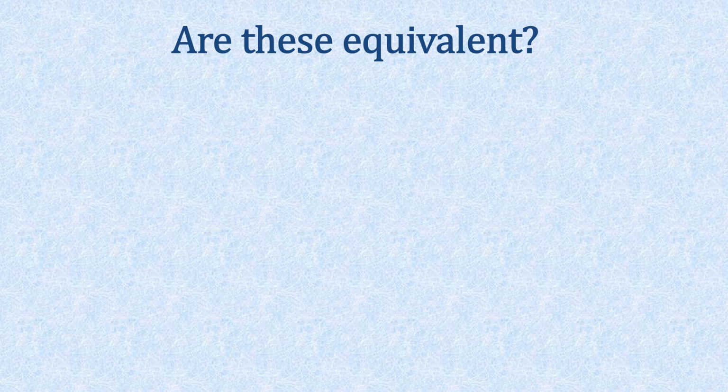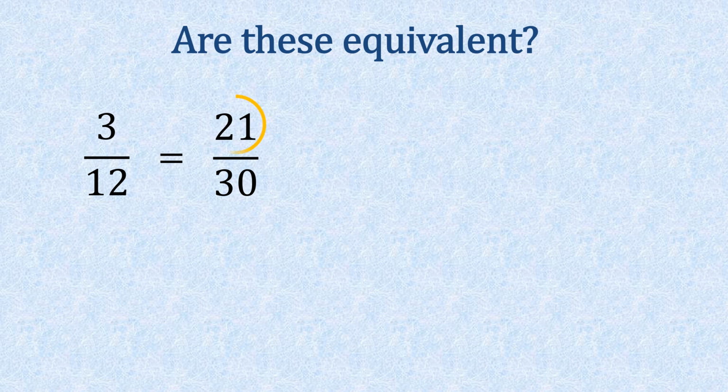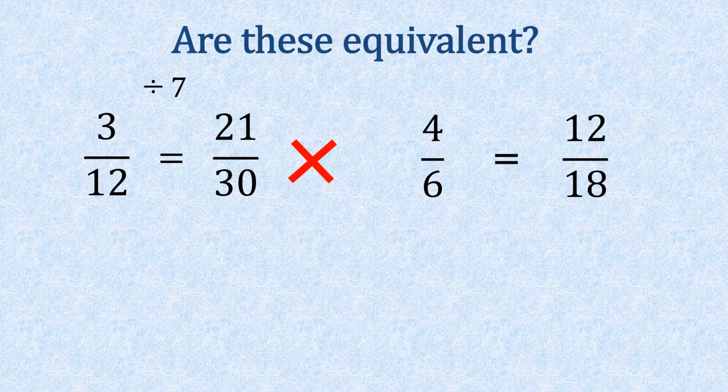So you may get asked if these are equivalent, so what we need to check for is the same at the top and the bottom. So 21 divided by 3 would give us 7, therefore we would need to take 30 divided by 7, which wouldn't give us 12. So this one isn't equivalent.